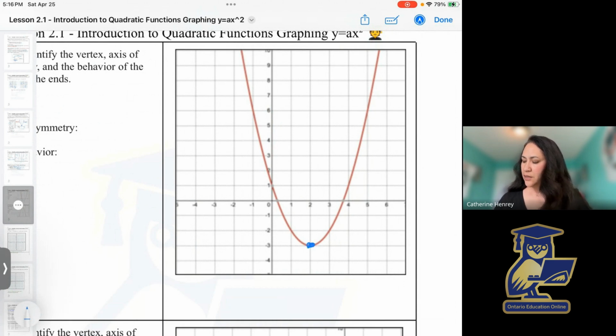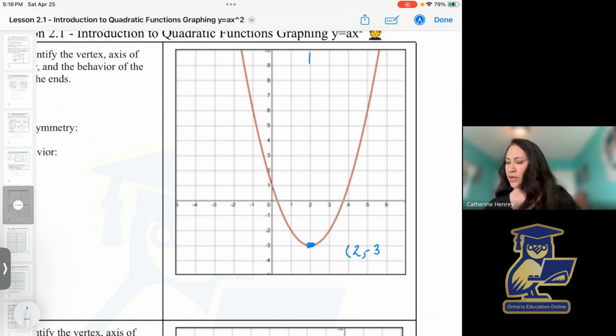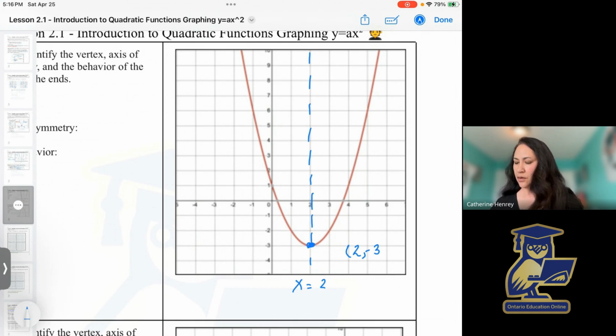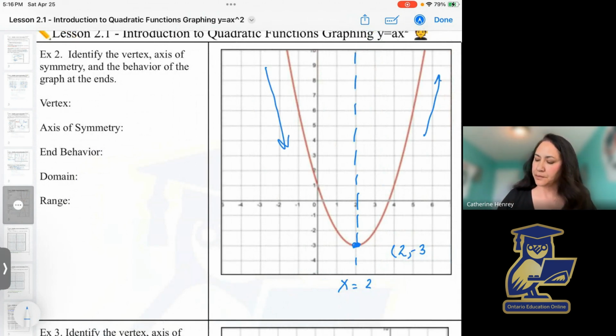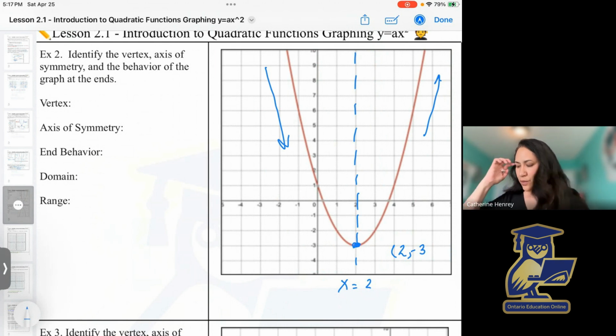Here's my vertex. It looks like it is (2, -3). My axis of symmetry goes right through the vertex. So here it looks like x equals 2. And we want to talk about the end behavior. So we are going to move from decreasing to increasing. And then the domain and range.